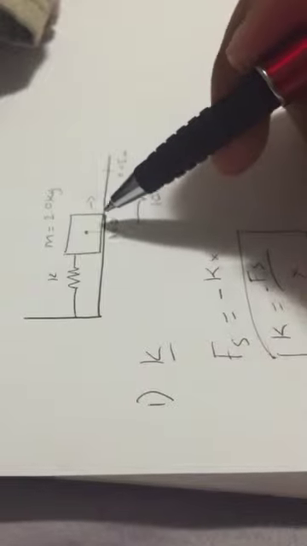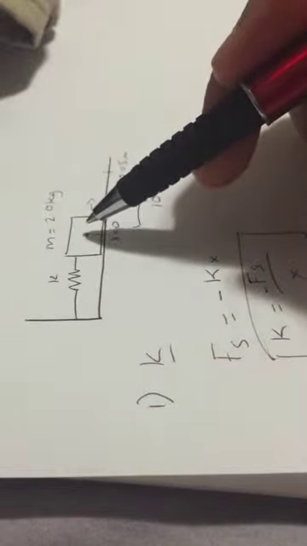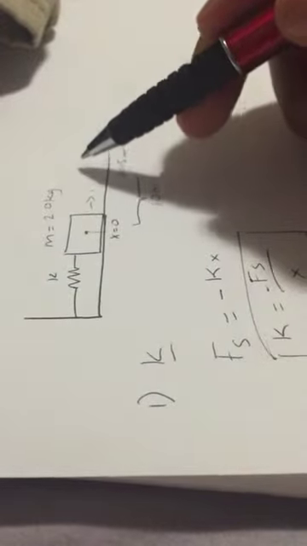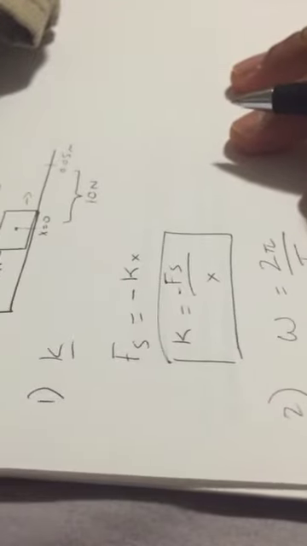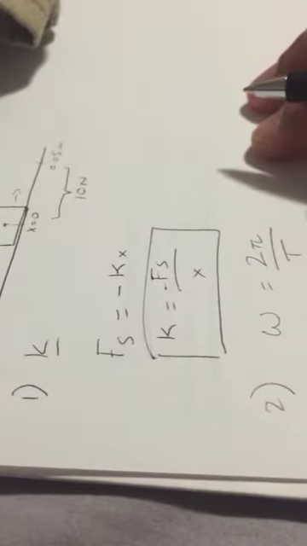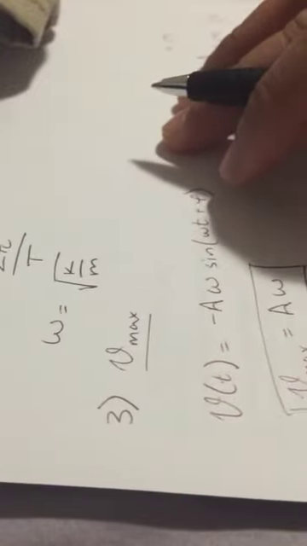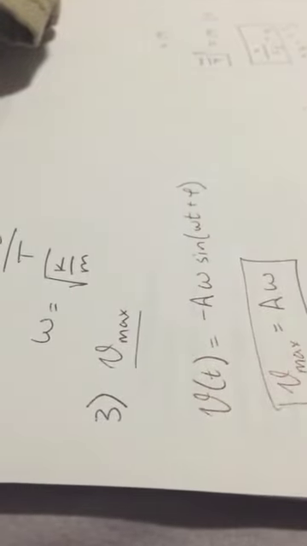To find A, you just have to look back at the diagram that you drew and realize that the mass oscillates from minus 0.05 meters to plus 0.05 meters. So the amplitude is 0.05. So that's it. If you break up the mass spring problem into several steps, you should be able to do almost any mass spring problem. Okay, that's it.